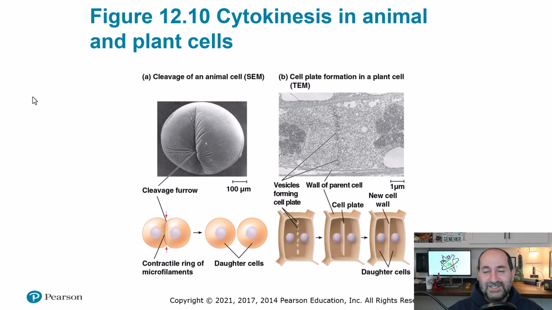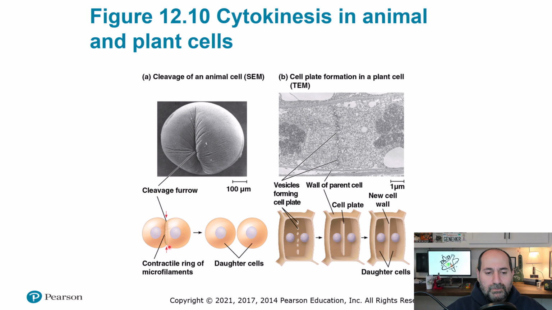All right, so take a look here at cytokinesis in the animal versus the plant cell. On the left, we have an animal cell, and you can see here cytokinesis in action. What happens is there's a constriction of the cell membrane where there's this pinching that occurs, and that's called a cleavage furrow. A cleavage furrow is forming.